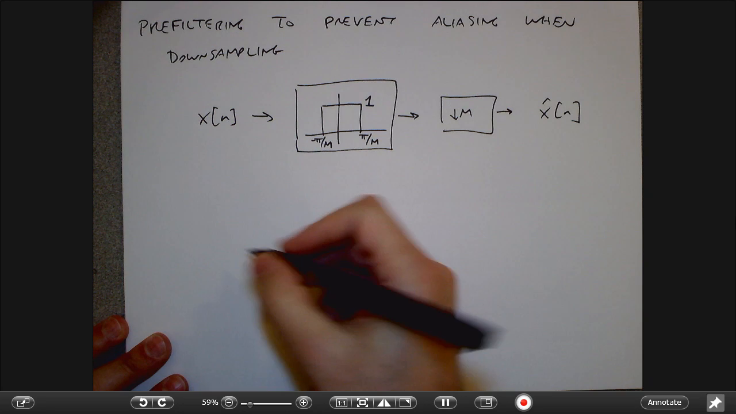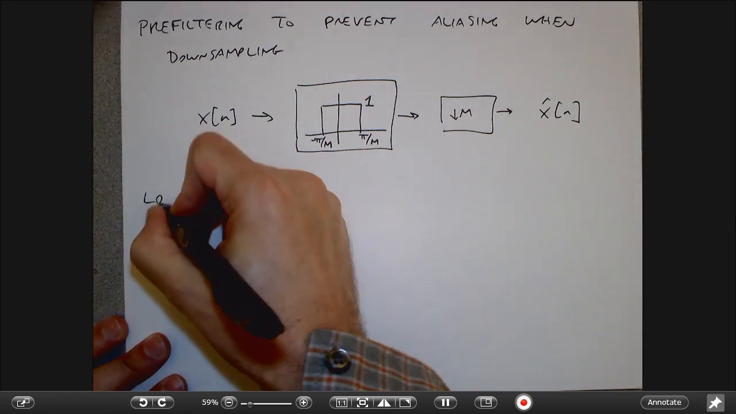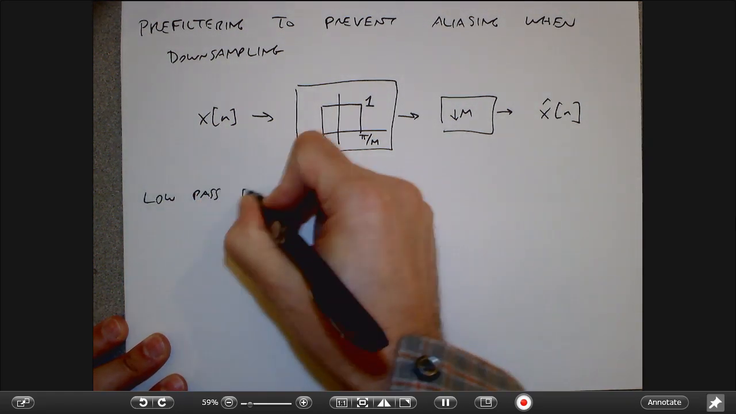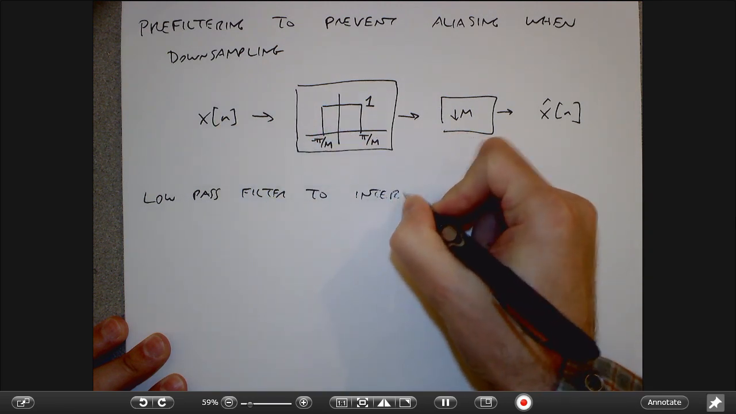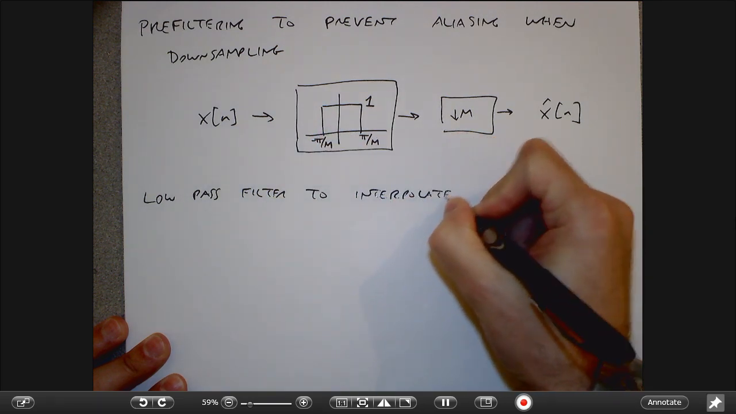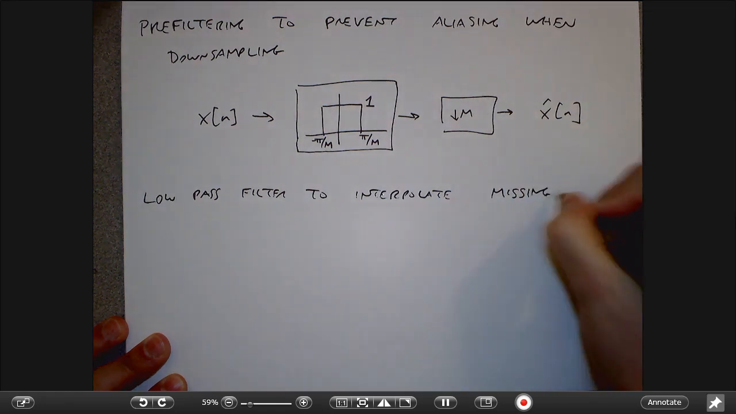And by the same token, I have a low-pass filter to interpolate missing values when upsampling.